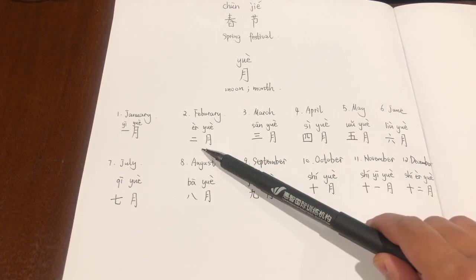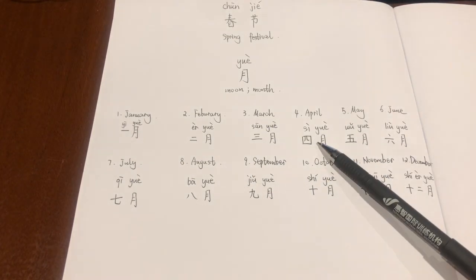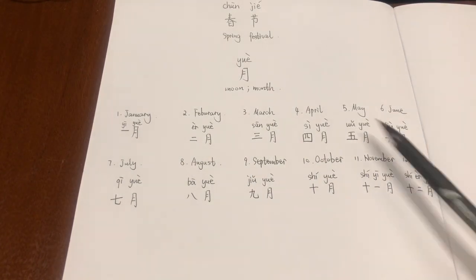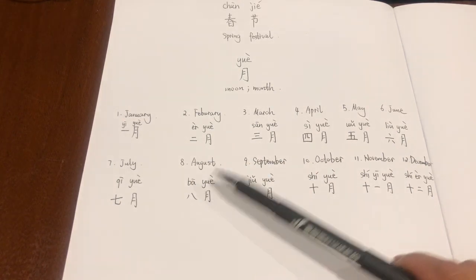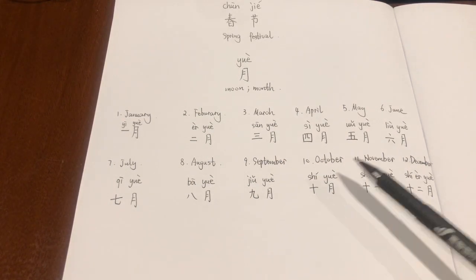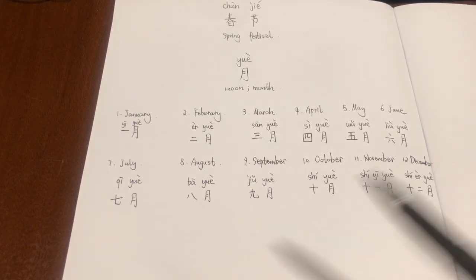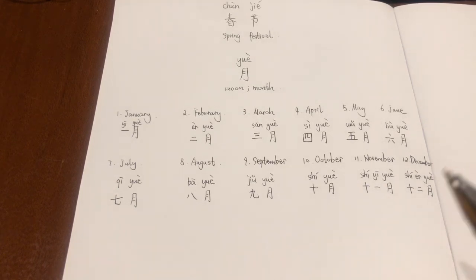1月 2月 3月 4月 5月 6月 7月 8月 9月 10月 11月 12月 没有13月 Okay?